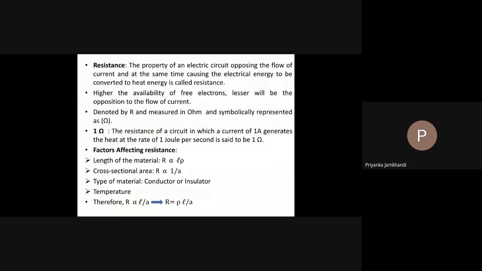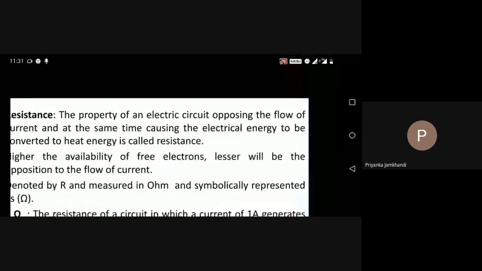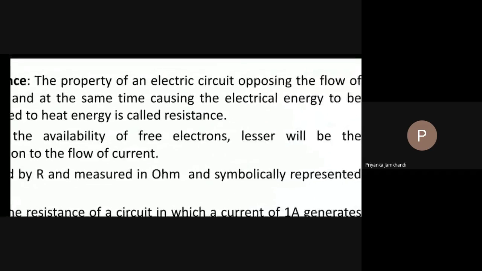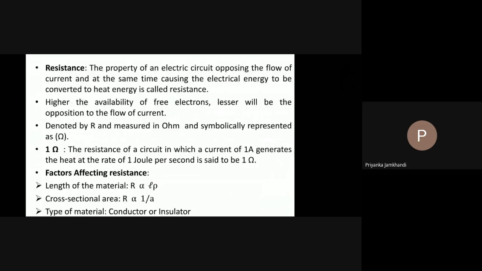Next, we will move on to something very familiar to you: resistance. I hope you know it, but still I'll tell you. It is the property which opposes the current. Let me define this: the property of an electrical circuit that opposes the flow of current and at the same time causes electrical energy to be converted to heat energy is called resistance.